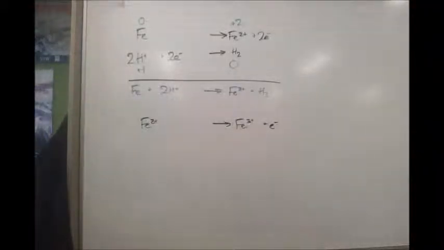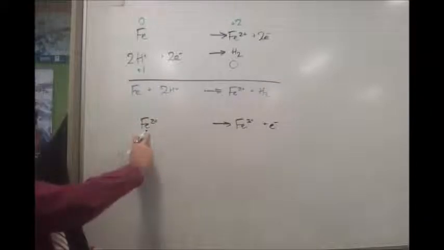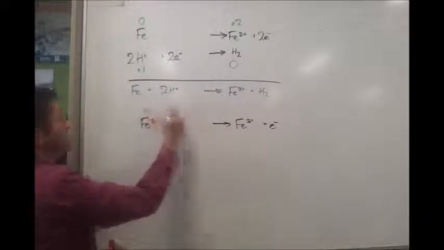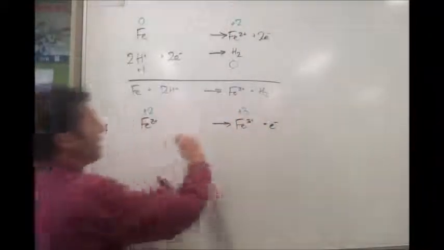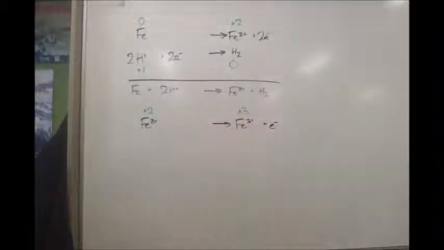Just so we can look at oxidation numbers. Guess what number that one is? Plus 2. Cool. Guess what number this one is? Plus 3. So we're starting to see a little bit of a pattern. Again, the number gets bigger, so it's oxidation.